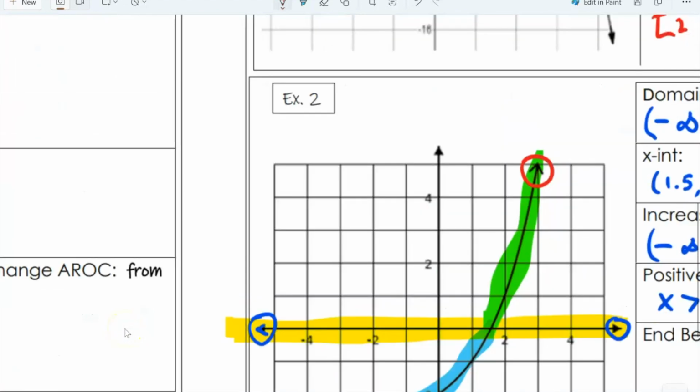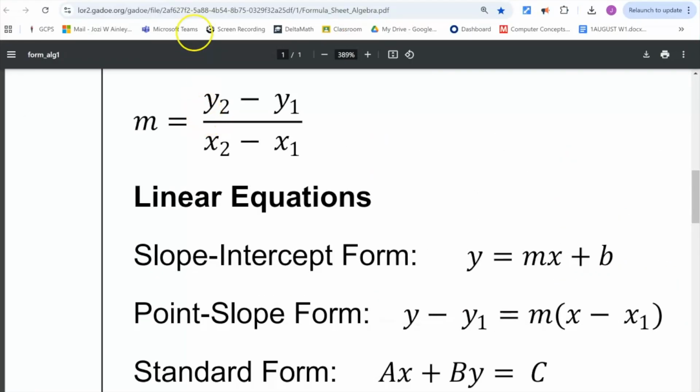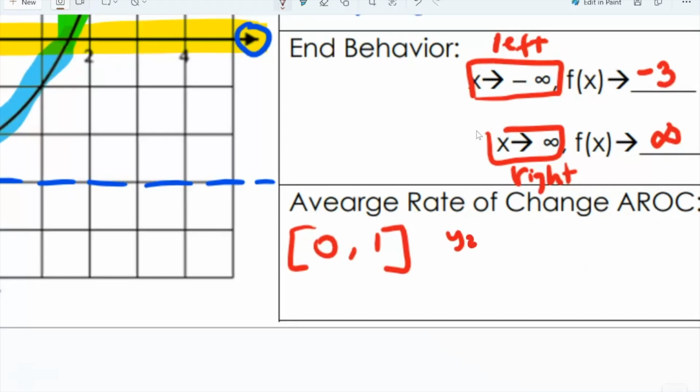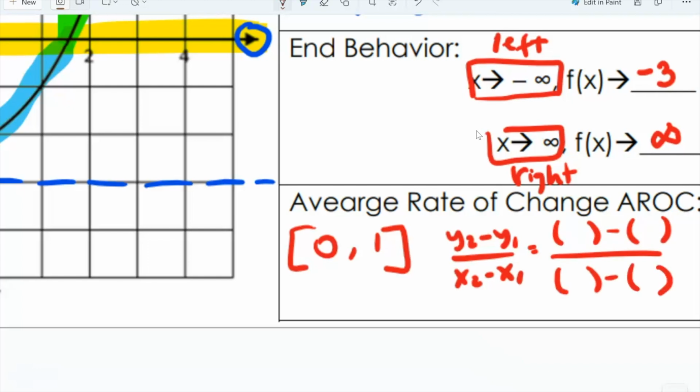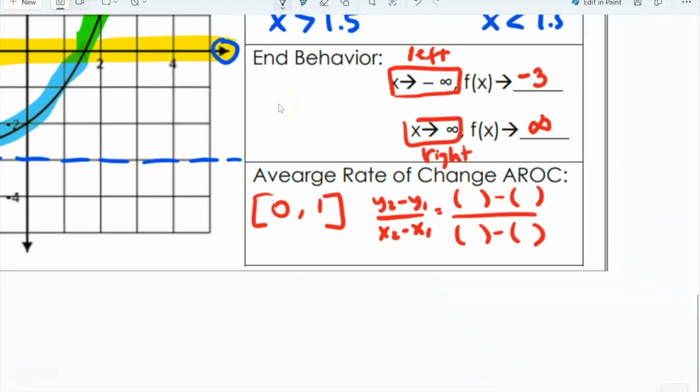So from a graph, you're going to start with your formula: y2 minus y1 over x2 minus x1. So parentheses minus parentheses over parentheses minus parentheses. Now, the reason I put these parentheses, as you know, is you guys like to sometimes omit the negative, so we're not going to do that. Want to make sure this is typed in correctly. Whenever they give you the interval, your first one is x1, your second one is x2. So all we have to do is replace it.